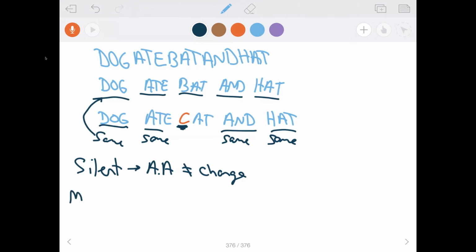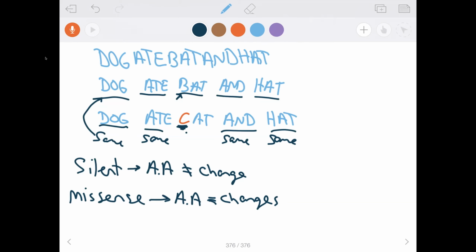Or you can have a missense, which is where the amino acid changes. The amino acid changes. So if that right here codes for serine, and then you get this specific mutation, now it codes for proline, the amino acid has changed, therefore it is called a missense mutation.